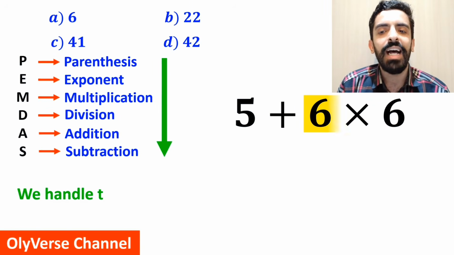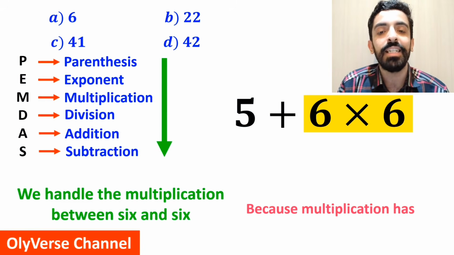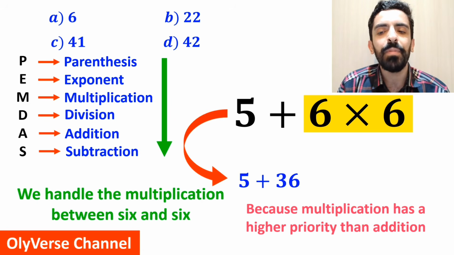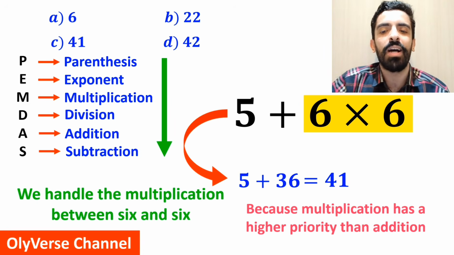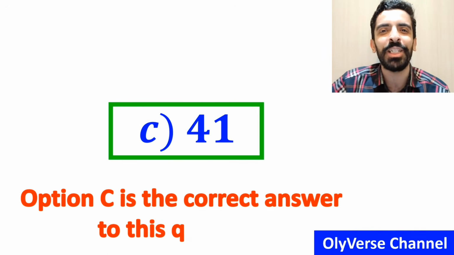In the next step, we handle the multiplication between 6 and 6 because multiplication has a higher priority than addition. And this expression simplifies to 5 plus 36, which ultimately gives us the answer 41. Therefore, option C is the correct answer to this question.